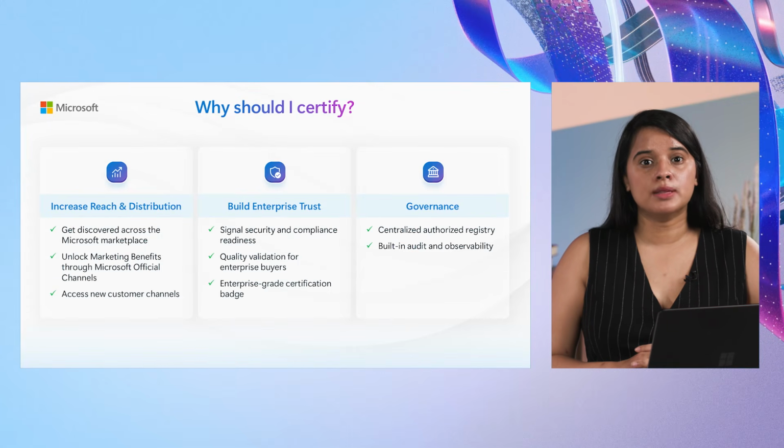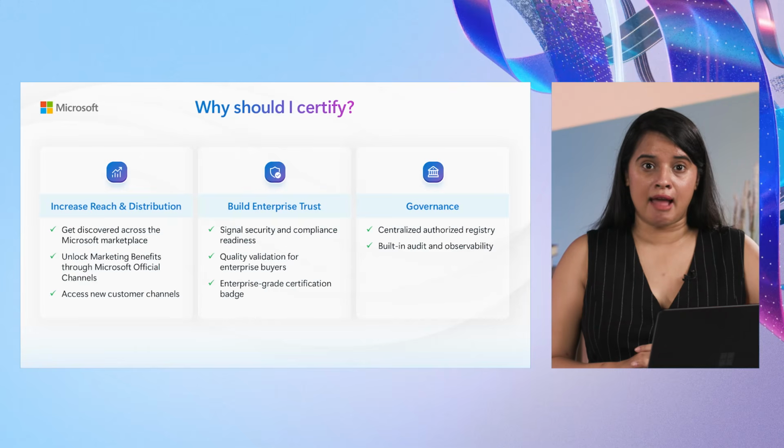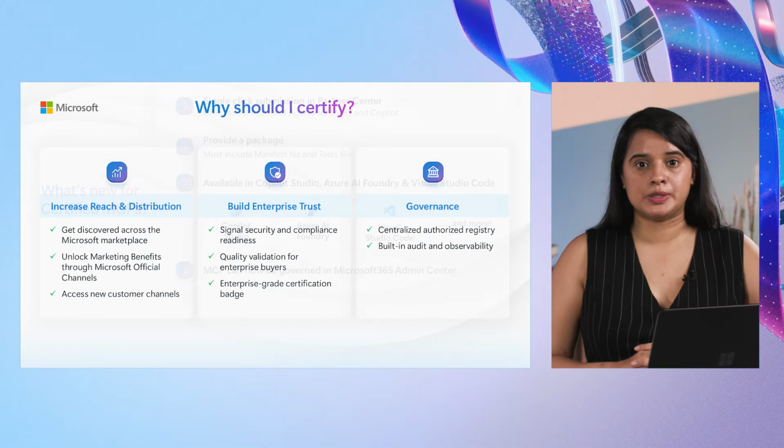It empowers all partners in three key ways: expanding distribution through the Microsoft channel, building enterprise trust through security, compliance, and quality validation, and strengthening governance with an authorized registry, auditability, and observability. Together, this helps a partner reach more customers, drive adoption, and scale their MCP capabilities within the Microsoft ecosystem.